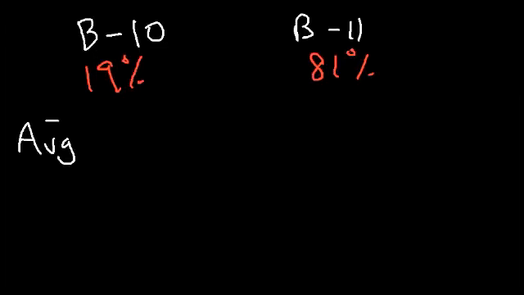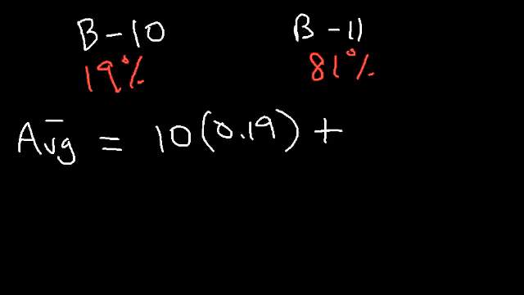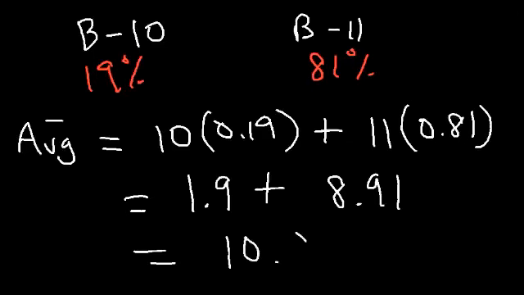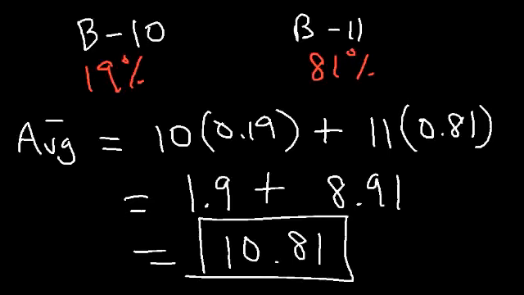So the average is going to be the mass of the B10 isotope, which is 10, multiplied by the percentage as a decimal. 19% is 0.19. And isotope B11 has a mass of 11 and a relative percent abundance of 0.81 as a decimal. So 10 times 0.19, that's 1.9, and 11 times 0.81, that's 8.91. So if you add these two numbers, you're going to get the average atomic mass of an atom of boron, which is 10.81.